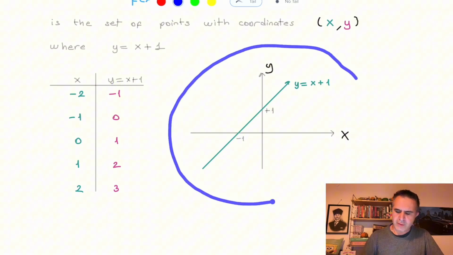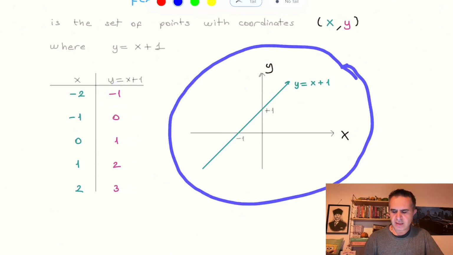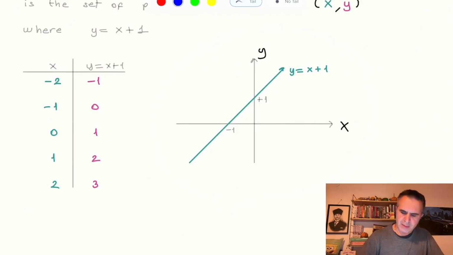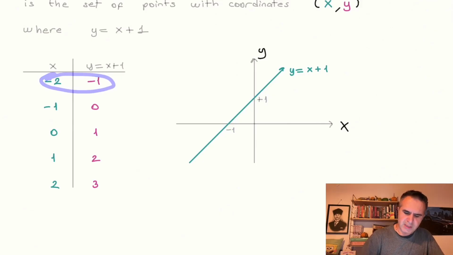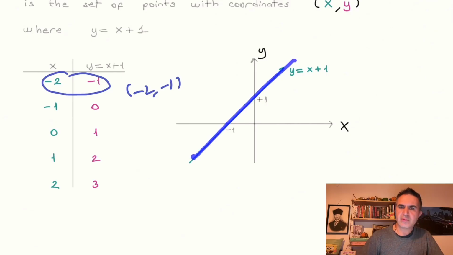And the graph of this function is as it is shown here. Every point such as -2, -1 should be on the graph of this function. For example, if -2 is here, then the point -2, -1 is in here.